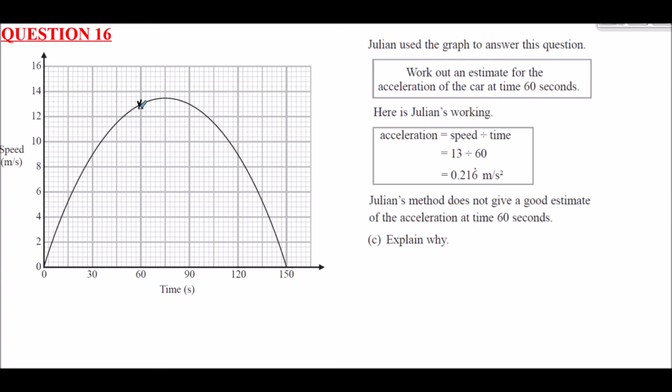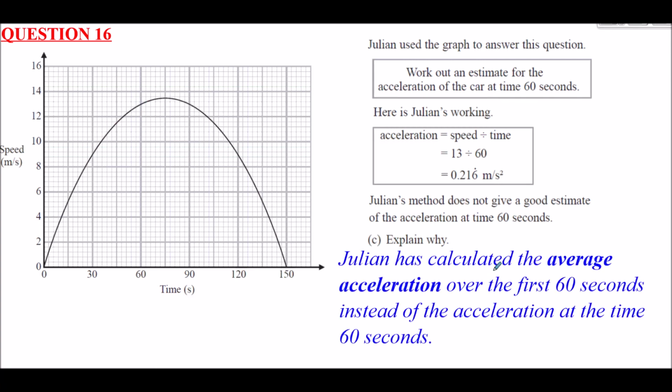So again, the wording you could use could be something like this. He's calculated the average acceleration over the first 60 seconds instead of the acceleration at the time of 60 seconds. So what should he have done? What would have been right? Because it's a curve and not a straight line, you needed to take this point at 13 and 60, and then you needed to work out the gradient of the tangent at that point.